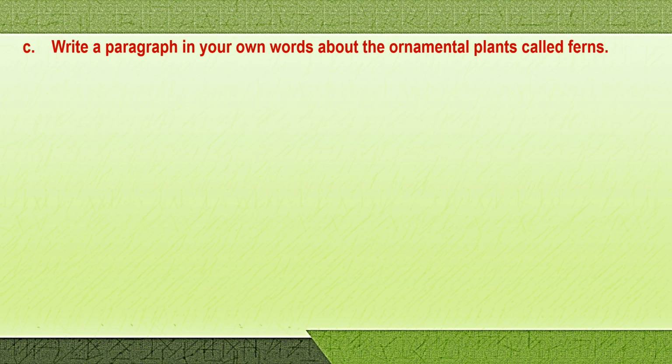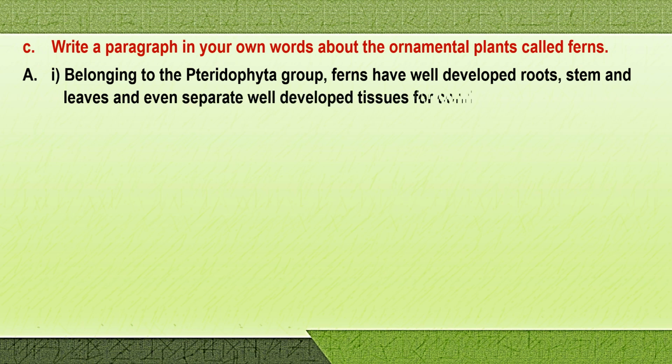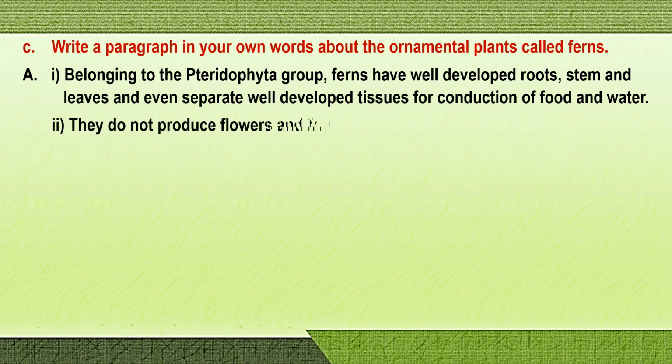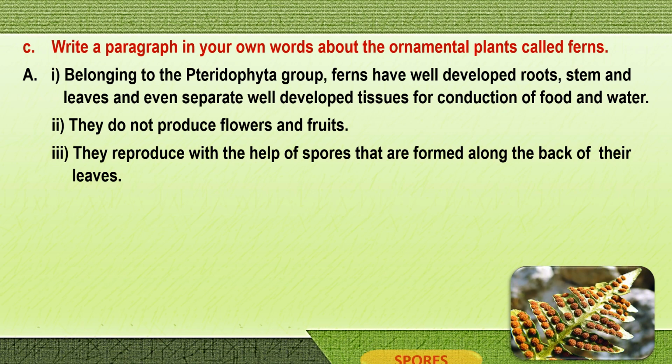Write a paragraph in your own words about the ornamental plants called ferns. Belonging to the Pteridophyta group, ferns have well-developed roots, stem and leaves and separate well-developed tissues for conduction of food and water. So this is a little higher level compared to thallophytes and bryophytes, more developed plants. They do not produce flowers and fruits. They reproduce with the help of spores that are formed along the back of their leaves.